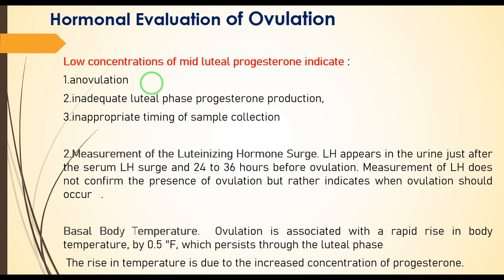Another feature is basal body temperature. It is not hormonal analysis, but it's one of the features of progesterone. Progesterone is a pyrogenic hormone, so if ovulation occurs, progesterone is produced in larger quantity, this will lead to a rise in the body temperature by about 0.5 Fahrenheit, and this will remain throughout the second half of the cycle, which is the luteal phase.